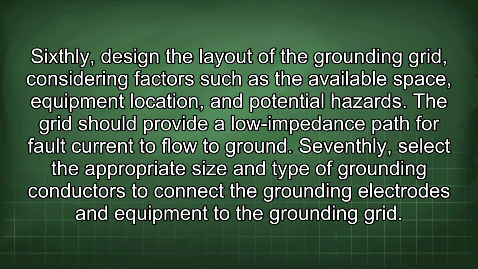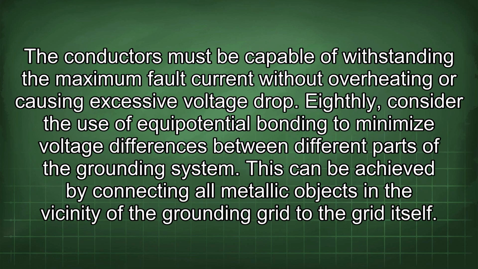Sixthly, design the layout of the grounding grid, considering factors such as the available space, equipment location, and potential hazards. The grid should provide a low impedance path for fault current to flow to ground. Seventhly, select the appropriate size and type of grounding conductors to connect the grounding electrodes and equipment to the grounding grid. The conductors must be capable of withstanding the maximum fault current without overheating or causing excessive voltage drop.